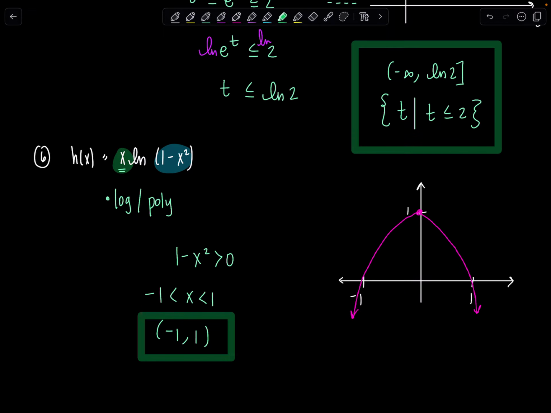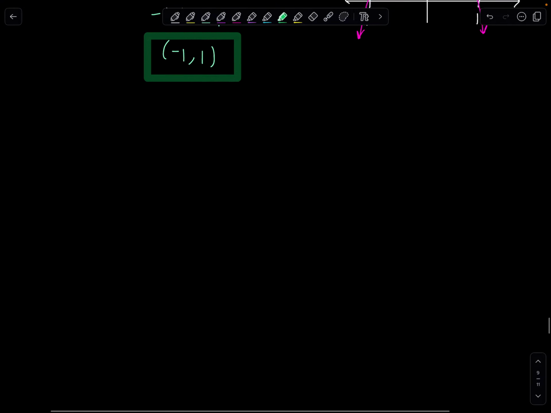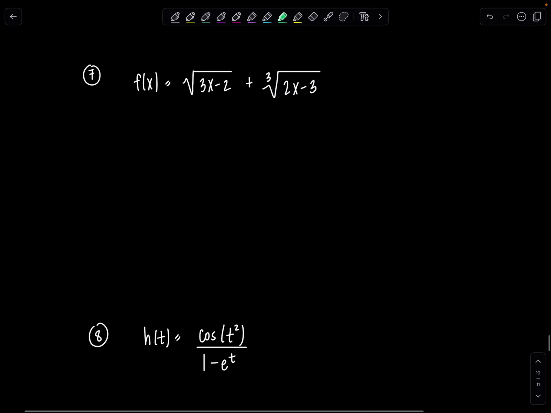Okay. Are they feeling repetitive? Do you feel professional already? You're like, throw me a function. I can find the domain, no problem now. That is my goal. That was my goal.